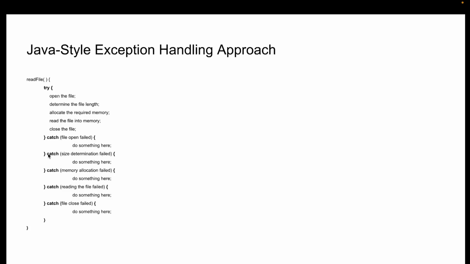Now it will go further down and see another catch block: size determination failed. Yes, we had an issue in determining the file length. So whatever you write in this catch block will be handling the determining-the-file-length error. It will then get executed, meaning whatever is written in the size determination failed block, do something here.